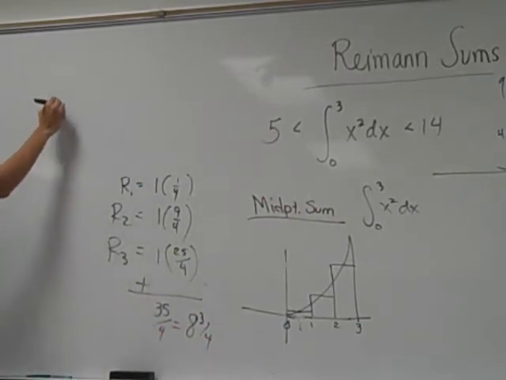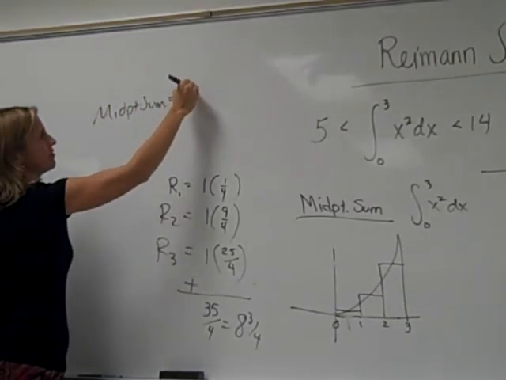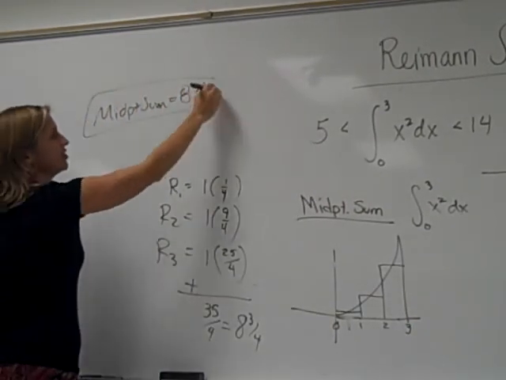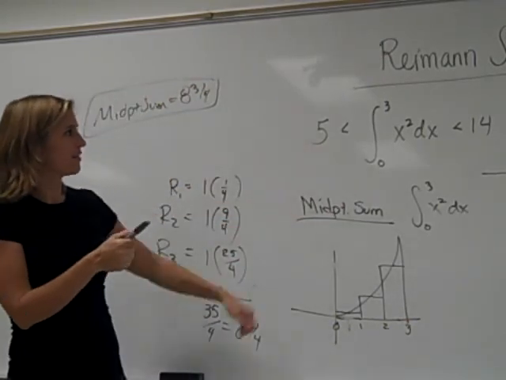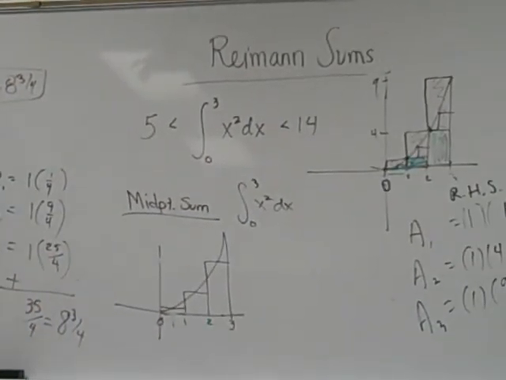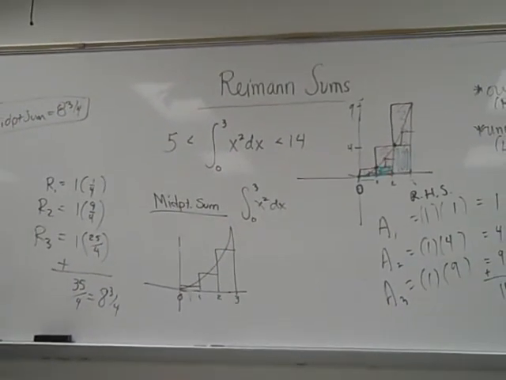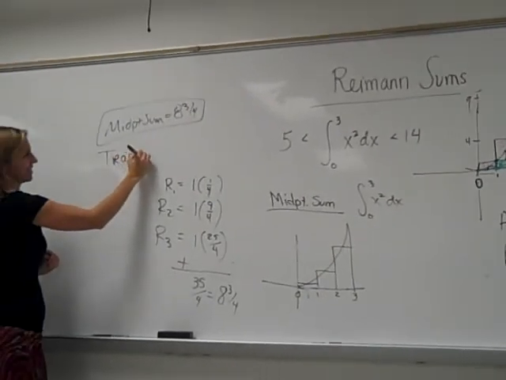So the midpoint sum equals 8 3/4. Pretty close. So far we know that the left-hand sum gave us 5. The right-hand sum gave us 14. We know the area is somewhere between there. The midpoint sum says it's 8 3/4. Let's find the trapezoidal sum. Yeah, let's find the real one.